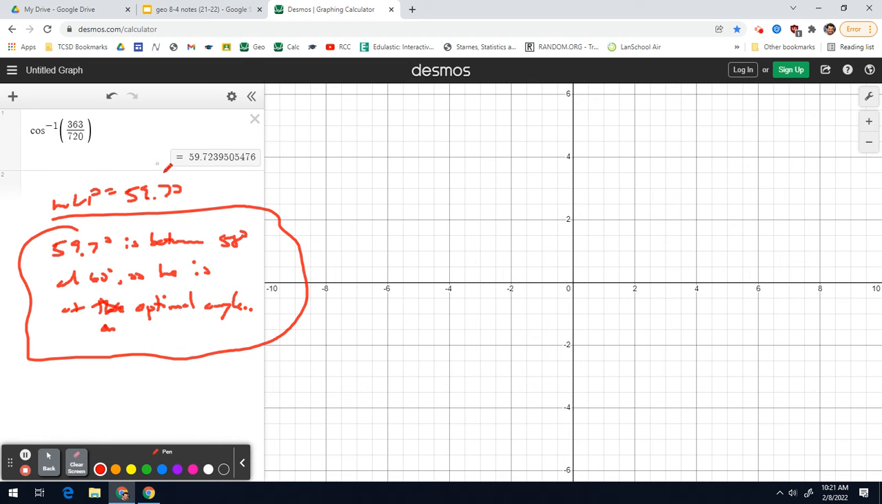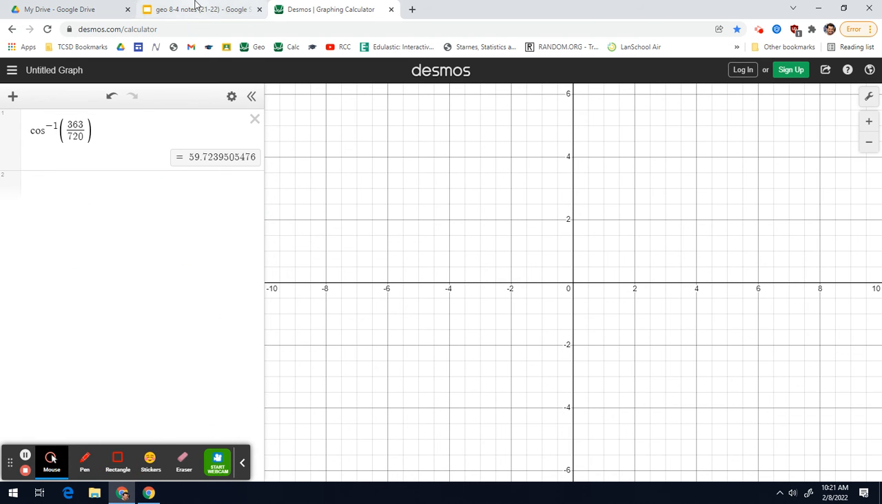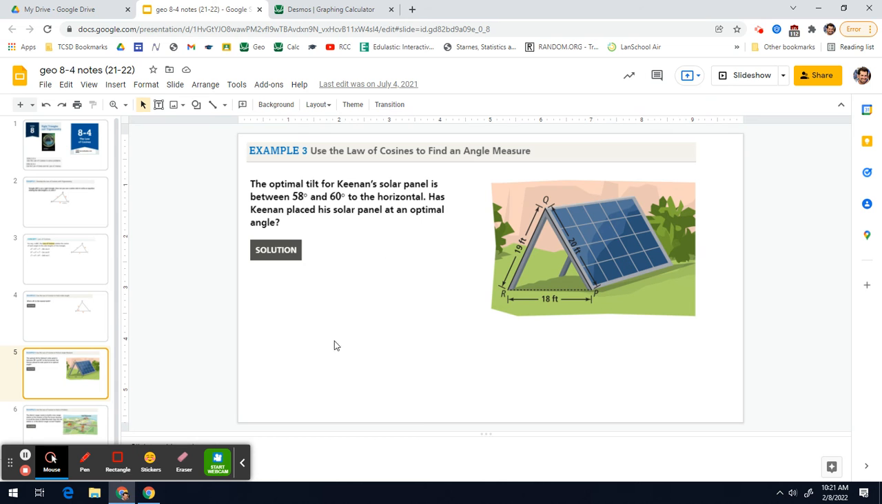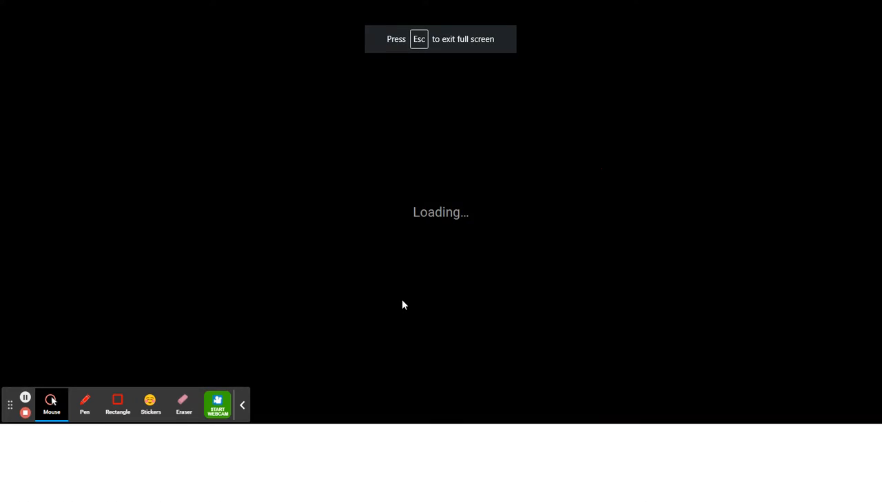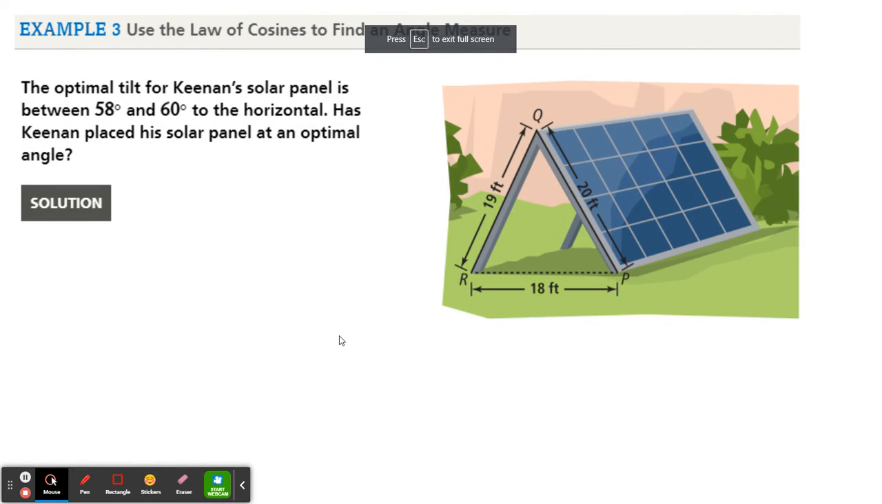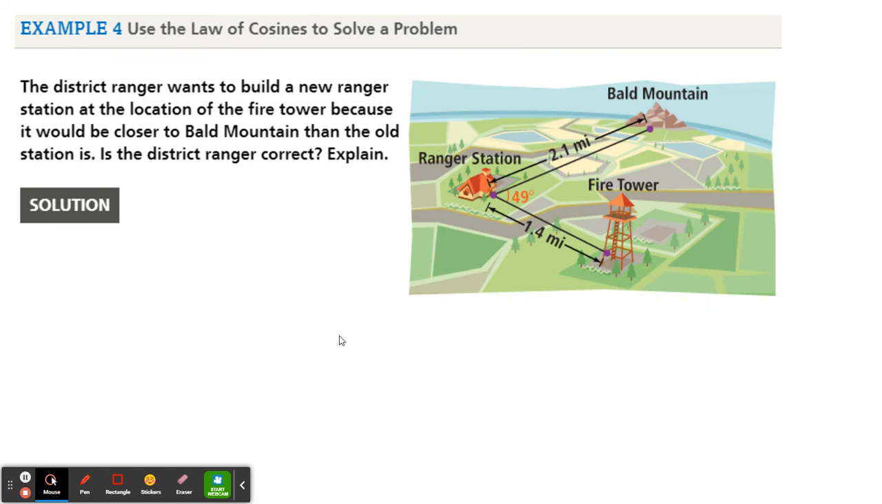Great. Okay, let's do one more. I think right triangles are applicable in this world a lot, but there are also non-right triangles, so it's great to have other methods to solve non-right triangles. It says the district ranger wants to build a new ranger station at the location of the fire tower because it would be closer to Bald Mountain than the old stations. Is the district ranger correct? Explain.